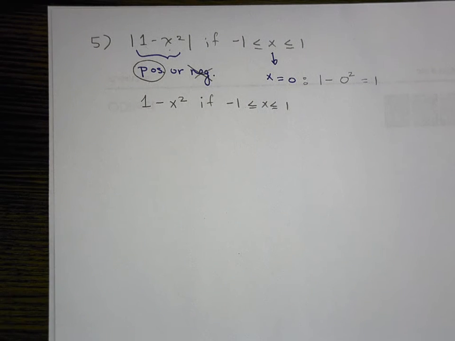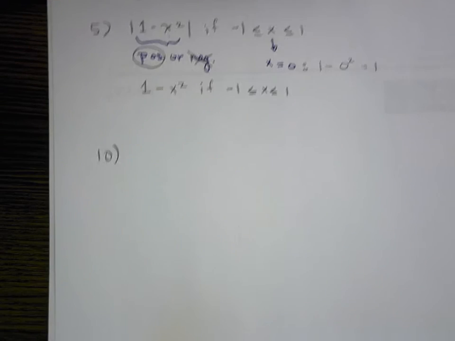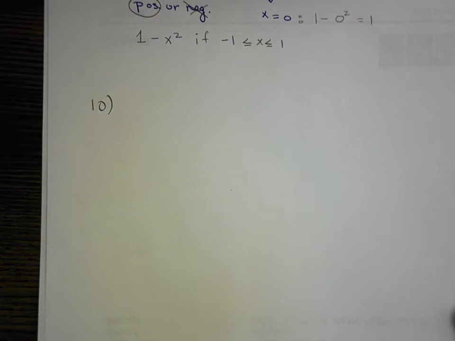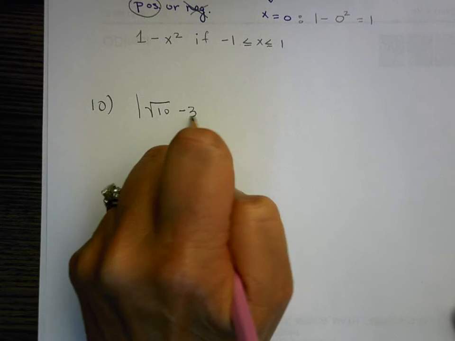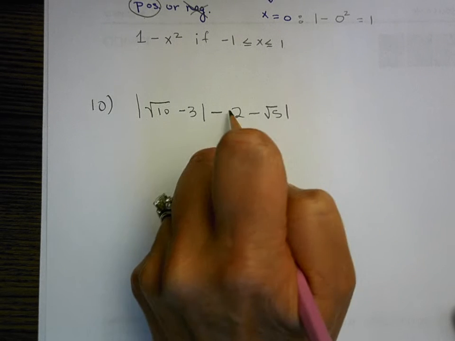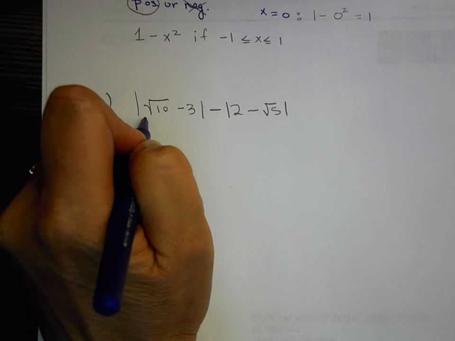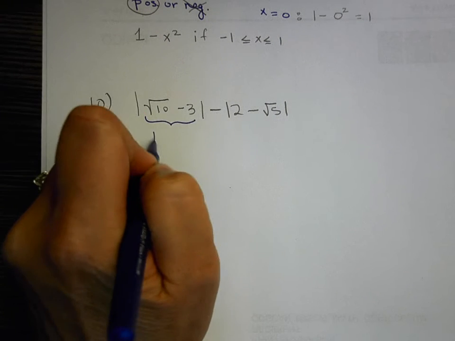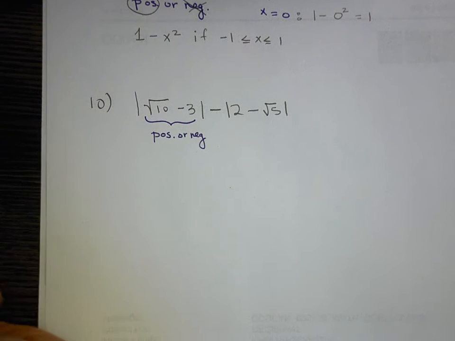Okay? And so that would be that question simplified. All right, so let's take a look at another one. Let's take a look at question number 10. For number 10, I have the absolute value of root 10 minus 3, and then minus the absolute value of 2 minus root 5. Again, I'm looking to see, are the numbers inside here positive or negative? So let's start with this part right here. Is that positive or negative?